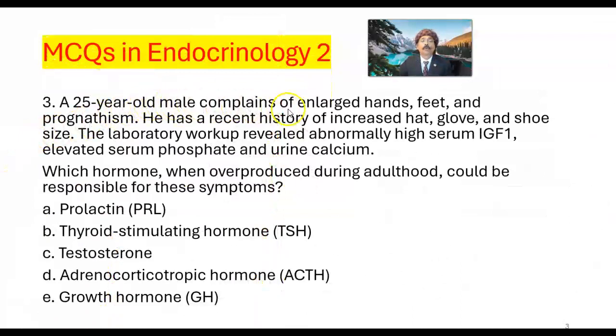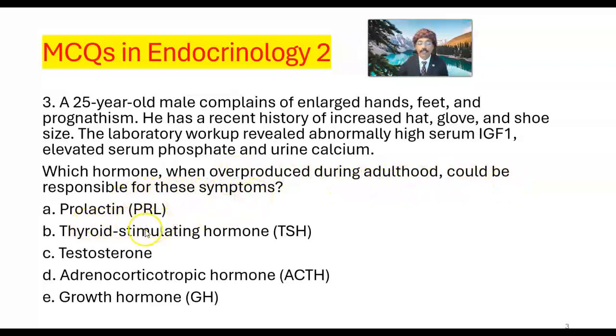A 25-year-old male complains of enlarged hands, feet, and prognathism. He has a recent history of increased head, glove, and shoe size. The laboratory workup revealed abnormally high serum IGF-1, that is insulin-like growth factor 1. Which hormone, when overproduced during adulthood, could be responsible for these symptoms?